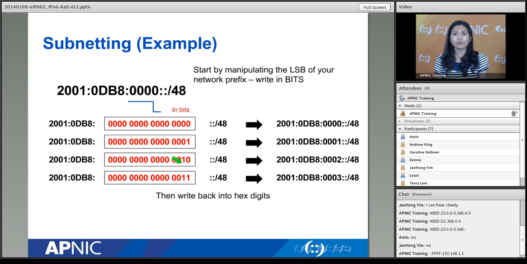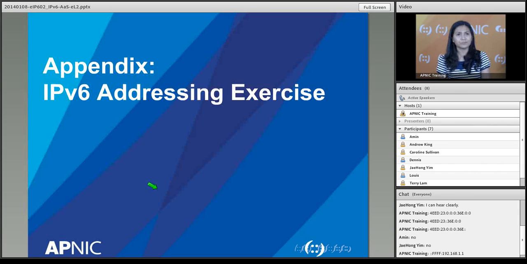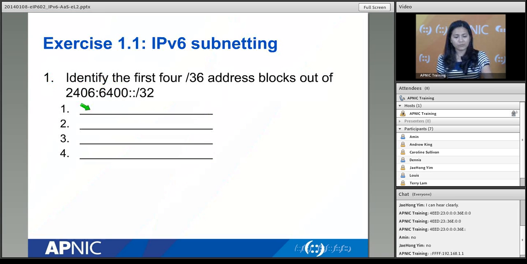Okay, so again, it's just a bit tricky if you're just starting out. Again, you might need to convert to bits at some point, but don't forget to write them back again into hexadecimal digits. Okay, so easy. It's very easy. So I have 2 examples here. First is asking for the first 4 /36 blocks given a similar /32 block. And another one is looking for the first 4 /35 blocks given a /32 block.